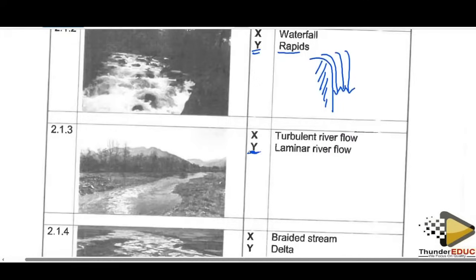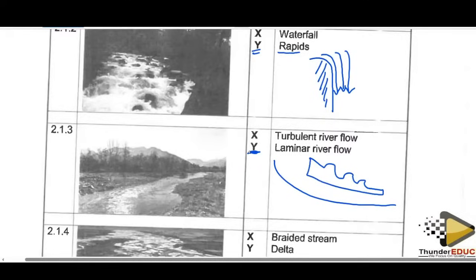Okay, laminar flow. Why do we say laminar? Because in a laminar flow, the river course is smooth, without any base levels of erosion. This is an example of a laminar flow profile. If I show you the turbulent, it will be something like this. You see, the river profile is not smooth.